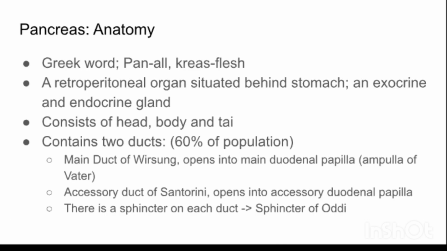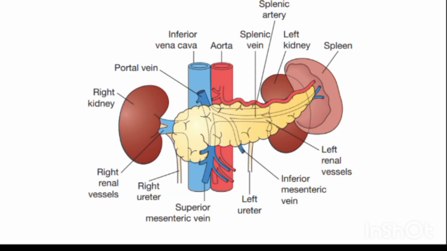Pancreas is derived from the Greek word pan, meaning all, and kreas, meaning flesh. It was once considered just a cushion for the stomach, but later it was understood to be both an exocrine and an endocrine gland, which consists of head, body, and tail. It consists of two ducts in 60% of the population. A main duct, which is called the duct of Wirsung, as you can see here.